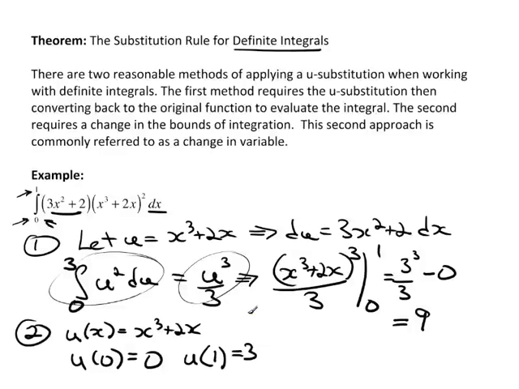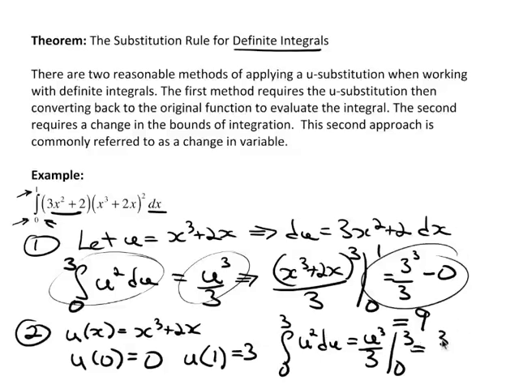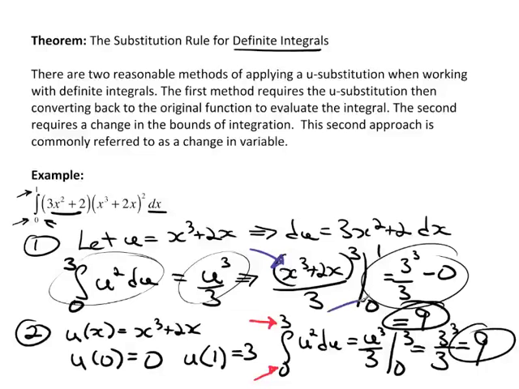There are my new bounds. So now, when I integrate from 0 to 3 of u squared du, I get u cubed over 3 evaluated from 0 to 3, which brings me right back to where I was. This is 3 cubed over 3, which is just 9. So I get the exact same solution. Here, I changed the bounds, and on the original one, I changed back to x and then used the original bounds.